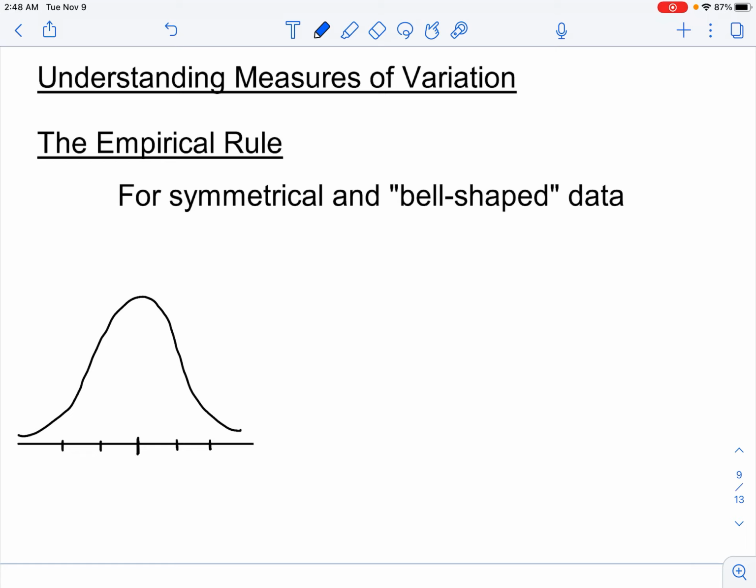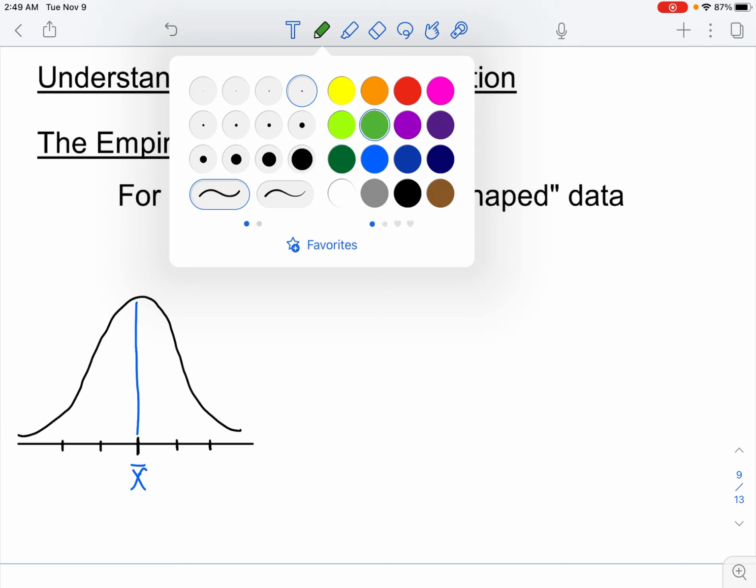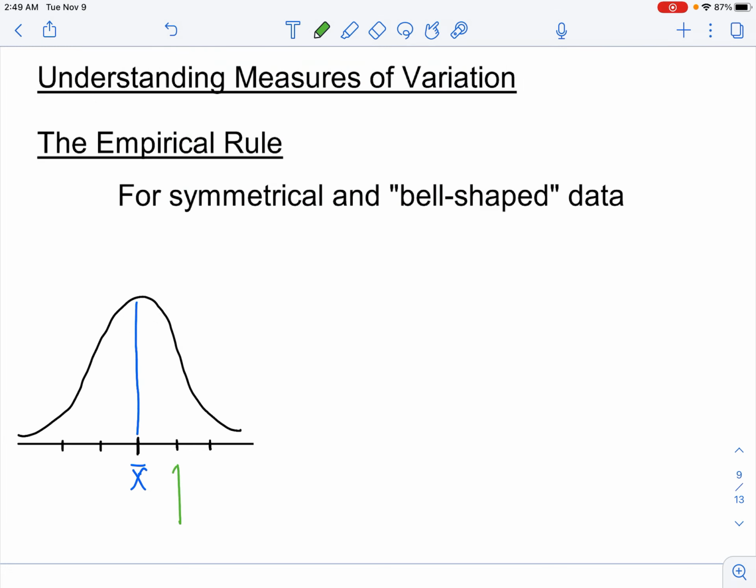All right, so taking a look at this picture that we have here, take a second, jot down that bell-shaped curve. All right, this middle number is going to be X bar. X bar goes right through the center of the data set. So there's X bar. What we're going to have is this. We're going to count by the standard deviation.